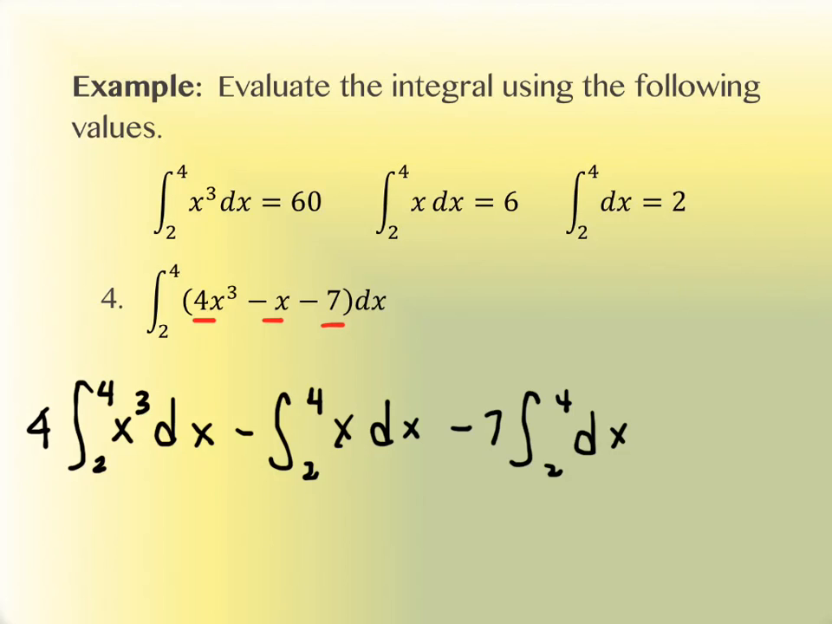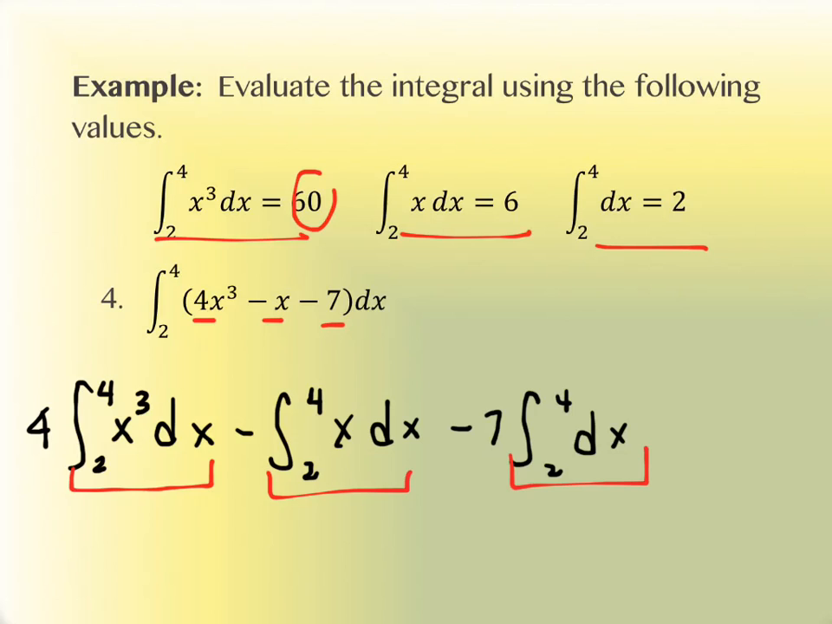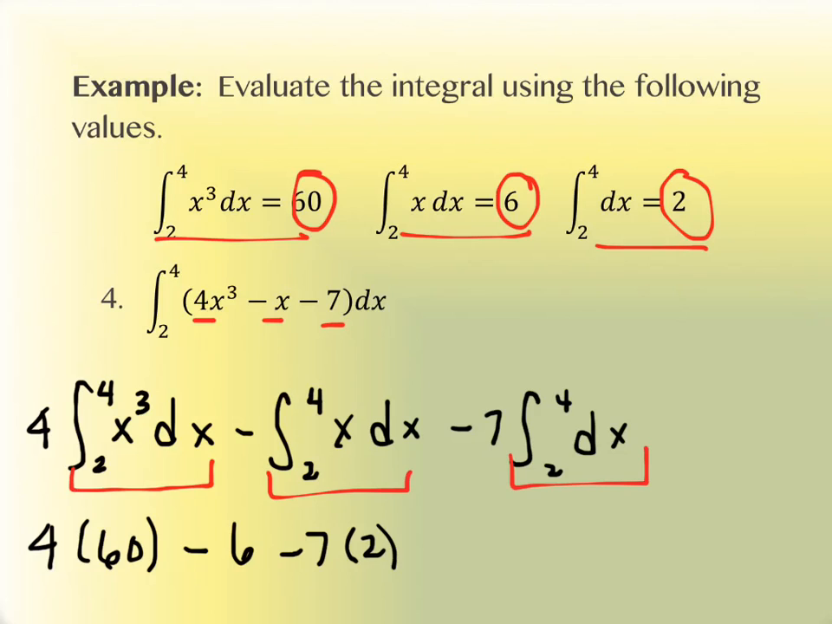So the way that this is actually set forth then, all 3 of these pieces are exactly these pieces up here, right? So we can use the right-hand side of what each of those pieces are in place of what we have. So we have down here 4, and the integral from 2 to 4 of x cubed dx, well, that's 60. Minus the integral from 2 to 4 of x dx, well, that's 6. Minus the 7. And then the integral from 2 to 4 of just dx is 2. So 7 times 2. So it's just a substitution. You're just identifying the pieces and you're substituting them into the formula.